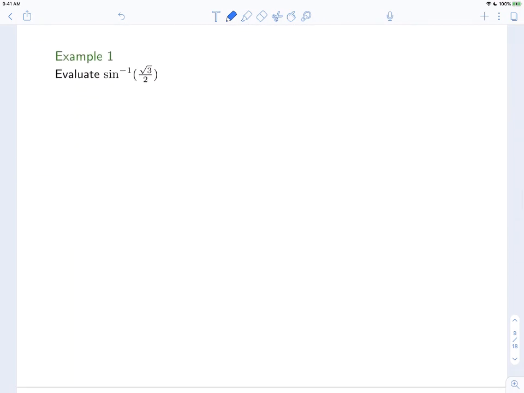Let's do an example. Example 1, evaluate the inverse of sine at the square root of 3 over 2. So in this case, what we want is to find some value as an output. Now what is that output going to be? It's going to be some angle theta. The angles are the input for sine, so that means it's going to be the output for the inverse sine. So when you see something like this, what you're really looking for is a value of theta so that sine of theta is equal to the square root of 3 over 2.